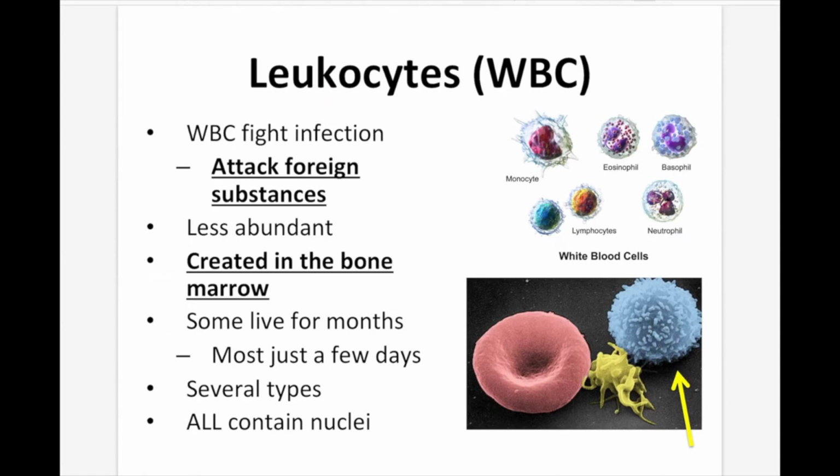Leukocytes, otherwise known as white blood cells. Now, white blood cells fight infection, so they're going to attack any foreign substance that comes into your body. They are much less abundant. They're also created in the bone marrow. Some live for a few months, while others only live for a couple days. And there are many types, and they do contain nuclei.